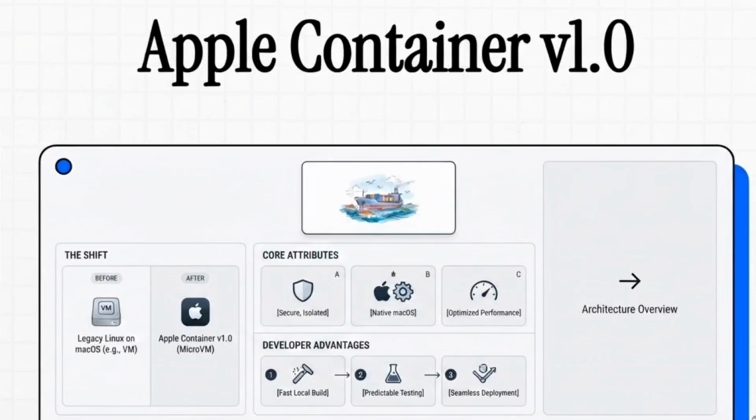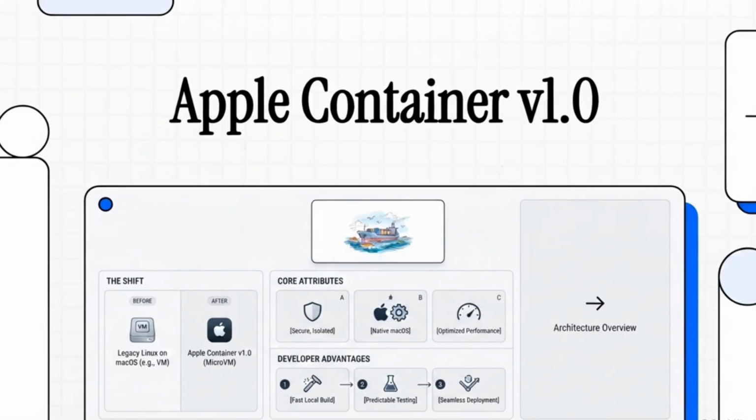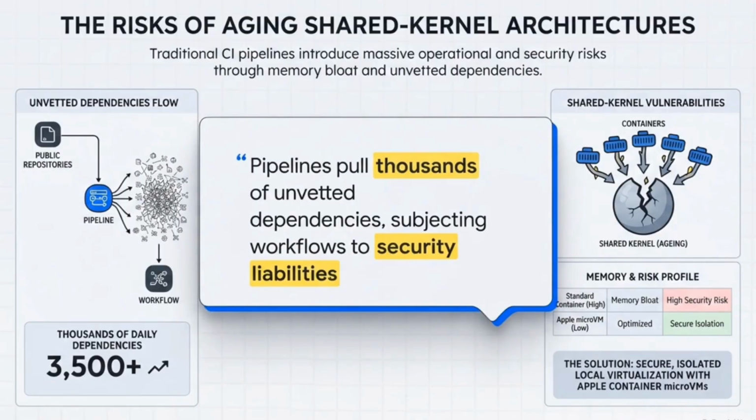But Apple just dropped something that completely disrupts that model. Apple Container version 1.0. Just think about the sheer volume of code moving through our pipelines today. As the source material points out, traditional continuous integration pulls thousands of unvetted third-party dependencies every single day. And doing that subjects modern workflows to the constant memory bloat and security liabilities of an aging shared kernel architecture. That operational risk? It's massive, and it's exactly what this new tool is built to fix.